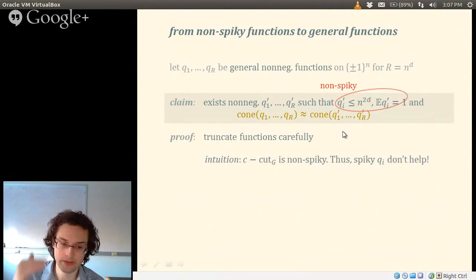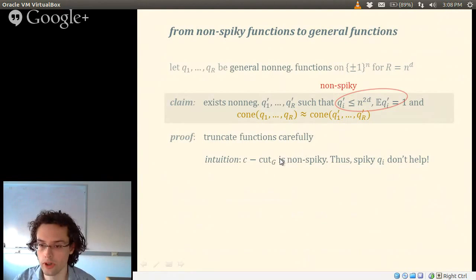What saves you here is that in general, if you truncate these functions, these cones could look very different. But what we care about is whether they include these functions, C minus the cut function of a graph, or not. So you only care about inclusion with respect to these kinds of functions, and they are very balanced. They are not spiky at all. Think of C as maybe two-thirds, and the average value of the cut function is half, because a random cut cuts only half of the edges of a graph, and the largest this can be is at most C. So this function is within a constant factor, and C is a number between 0 and 1.